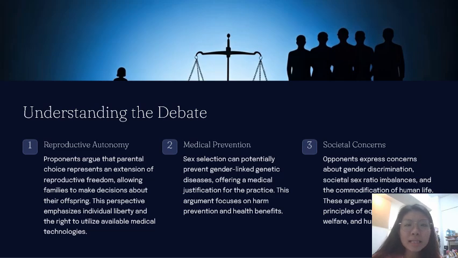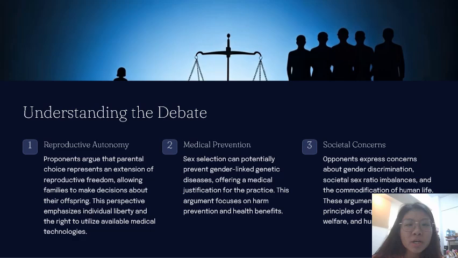To begin, let's understand the core argument in this debate. There are three main perspectives to consider. First, the reproductive autonomy arguments. Proponents argue that parental choice in sex selection represents a natural extension of reproductive freedom. This perspective emphasizes individual liberty and the right to utilize available medical technologies to make decisions about one's offspring.